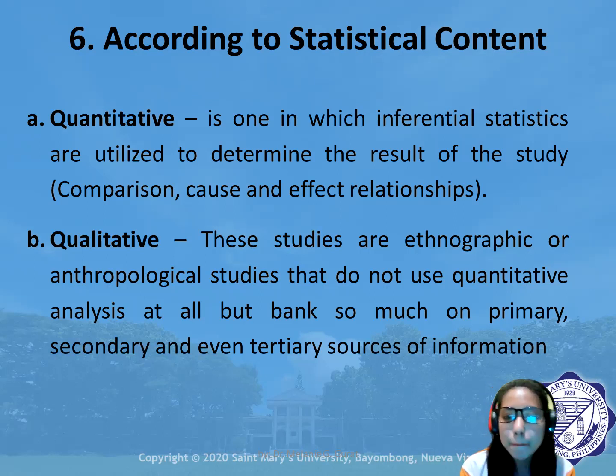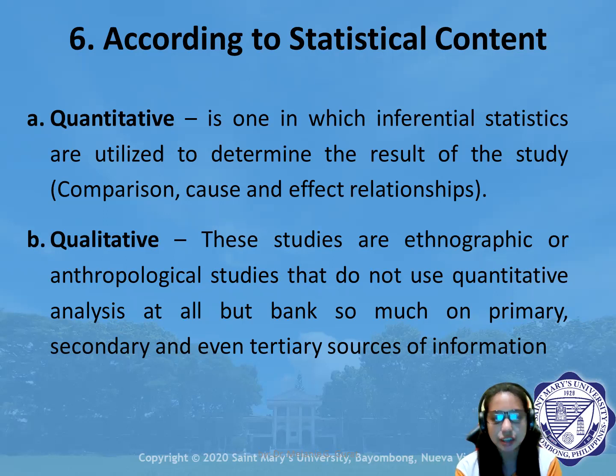While for qualitative, our data can be obtained using observations, through document review, through interviews, and all other methods that can generate qualitative data. So in this study, we have examples like ethnographic or anthropological studies. So we of course do not use quantitative analysis for that. We bank so much on primary, secondary, and even tertiary sources of information. So with that, you can consider your data that can be obtained from interviews, from document scanning, and others.